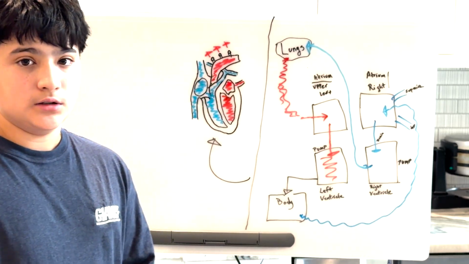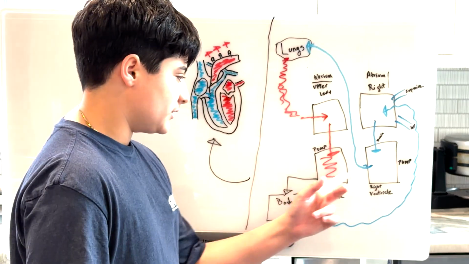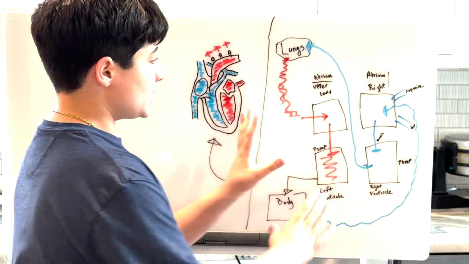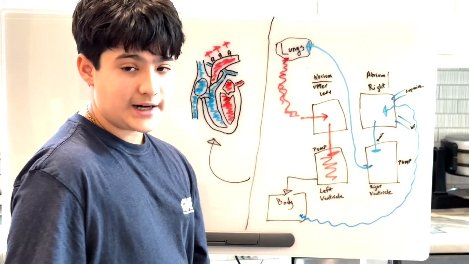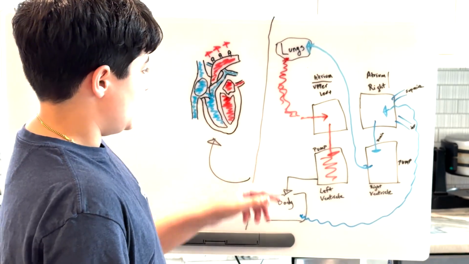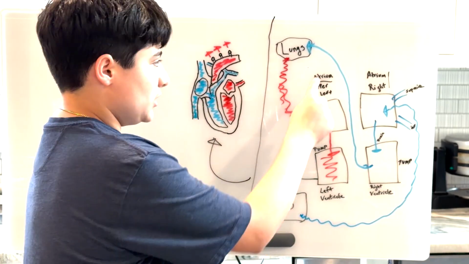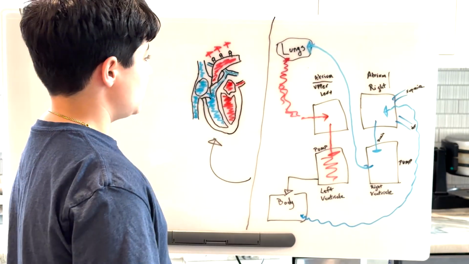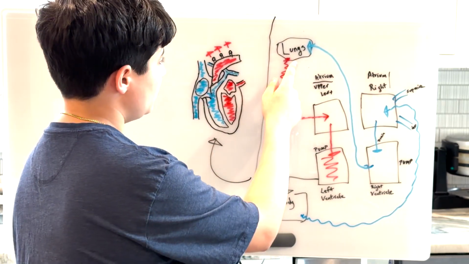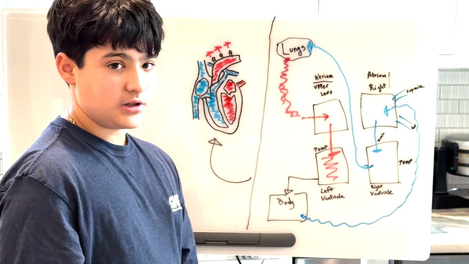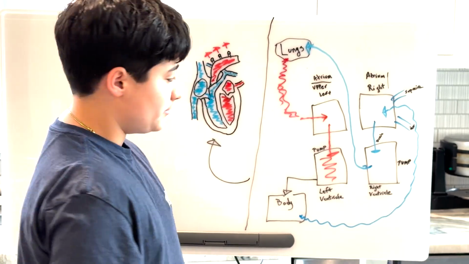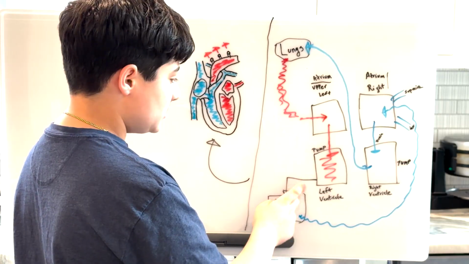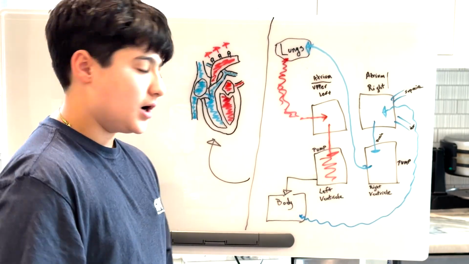When you hear the dun-dun, that's the atriums and the left and right ventricles. The left side of the heart is for oxygenated blood, and the right side of the heart is for deoxygenated blood. Oxygenated blood is red, deoxygenated blood is blue. Here's where it starts. Oxygenated blood comes from the lungs after being freshly oxygenated and goes into the upper left, which is the left atrium. Then it flows down to the left ventricle, which acts as the pump.